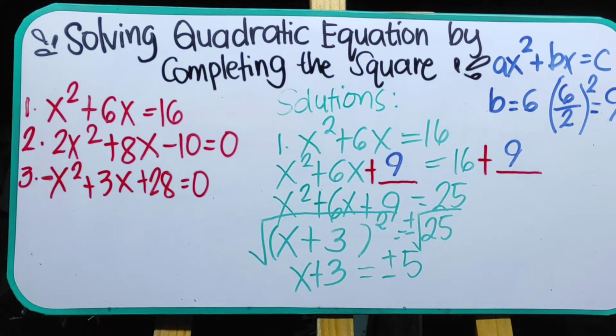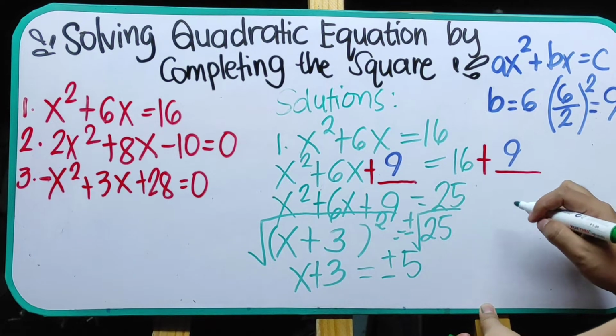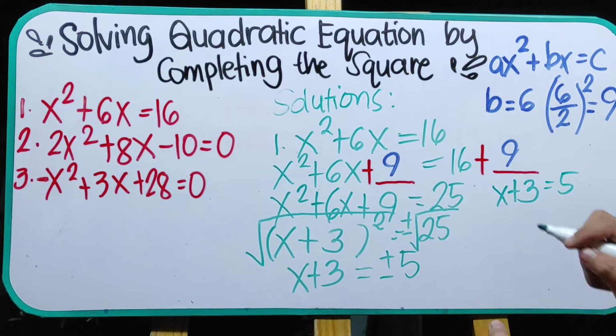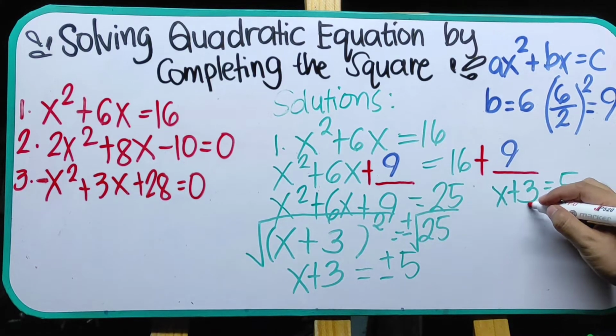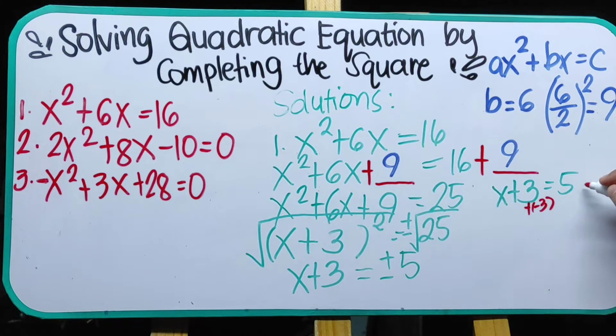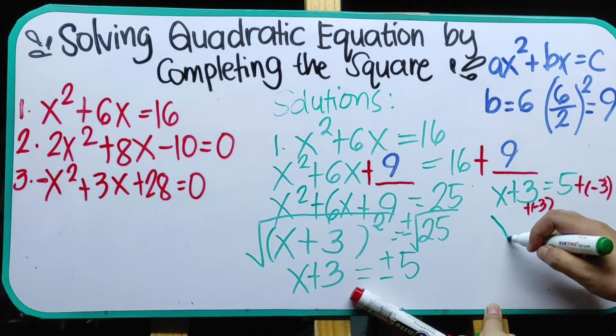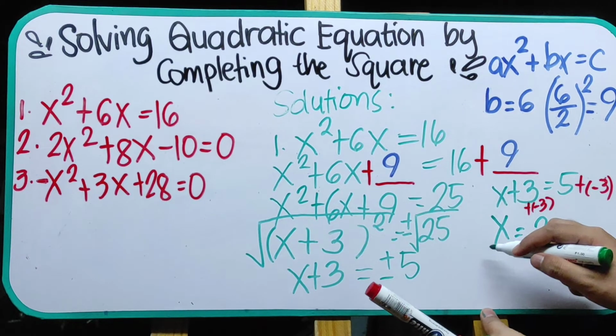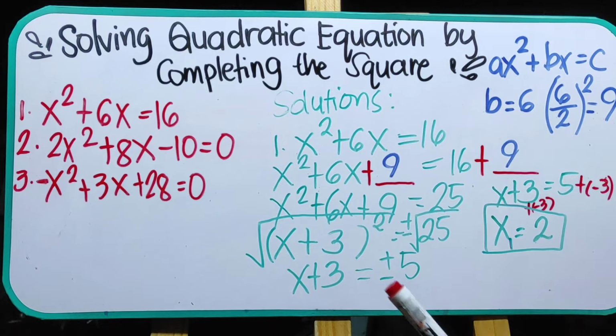Para hindi tayo malito, paghihiwalayin natin yan. Para magkakaroon tayo ng dalawang solution. Na is x plus 3 equals 5. So, gagawin natin dyan, add tayo ng negative 3 dito. Add din tayo ng negative 3 dito. Para ang mangyari, x is equal to 2. So, iyan na po yung ating x sub 1.